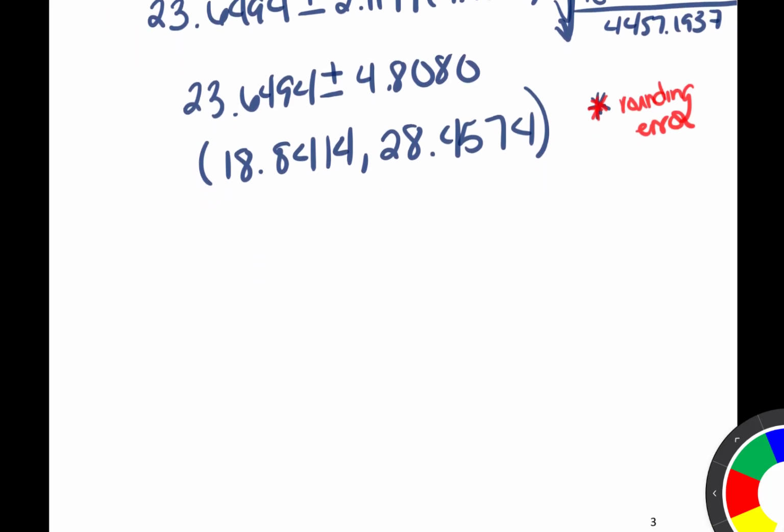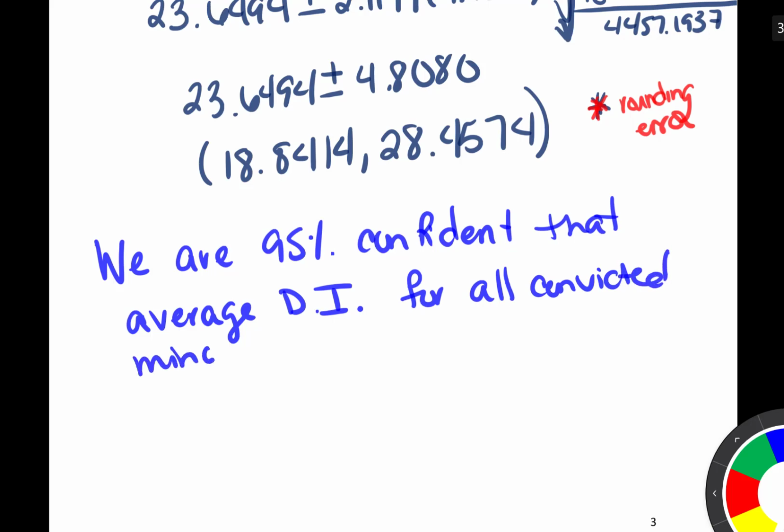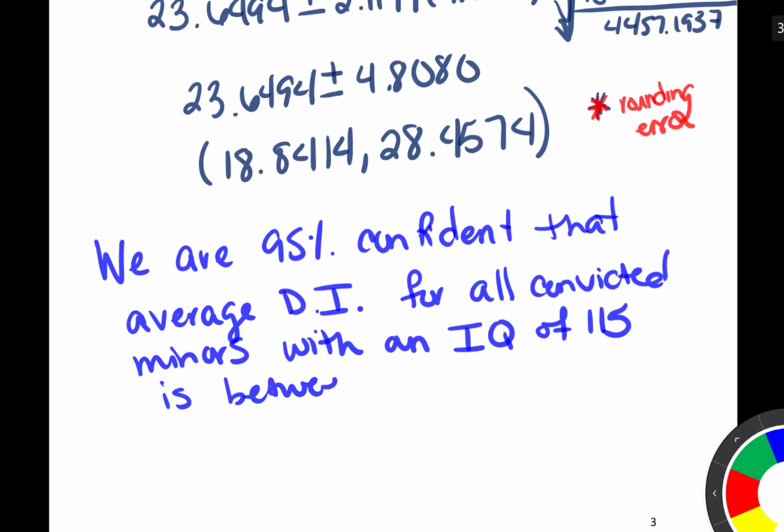So as always, we need to interpret our interval. So our interpretation is we are 95% confident that, remember, what we're estimating here is average delinquency index. And we're estimating this for all convicted minors. And we're doing that for those minors with an IQ of 115. And that average is between the values that we found up above. So again, the confidence interval, or the estimate, is giving an estimate for the average delinquency index for all minors with an IQ of 115.